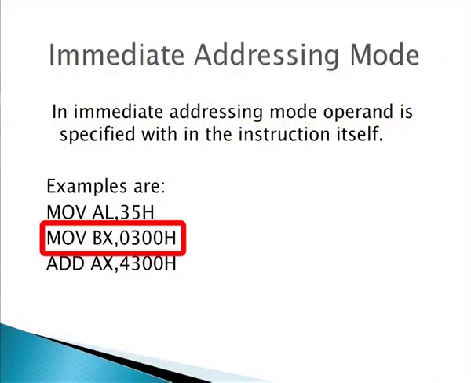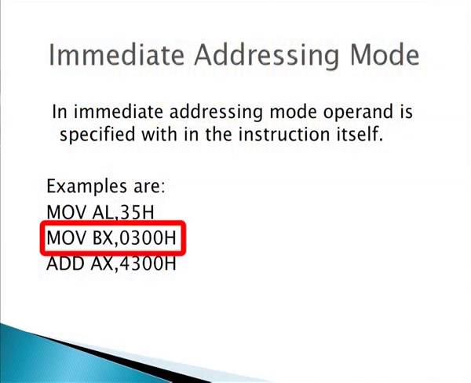Similarly, another instruction with immediate addressing mode is MOV BX, 0300H. Here X is used with B, so it means that the operand or the data used in this instruction will be of 16 bit. Now, MOV BX, 0300H means this 16 bit data 0300H will be immediately moved into register BX. Now, BL will contain 00H and BH will contain 03H. This instruction has the addressing mode as immediate.